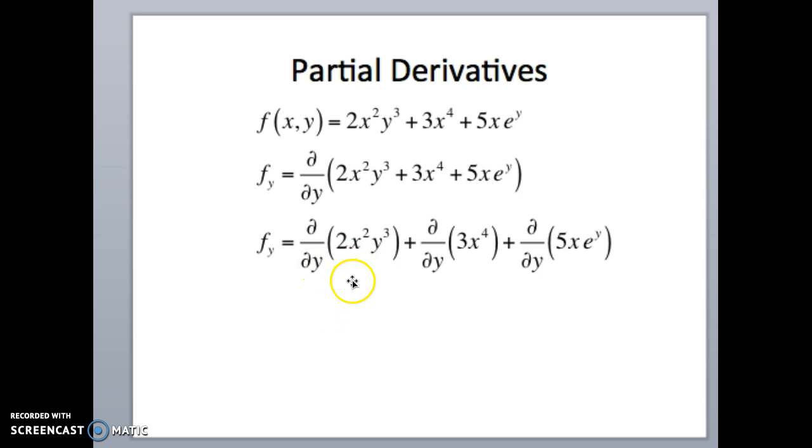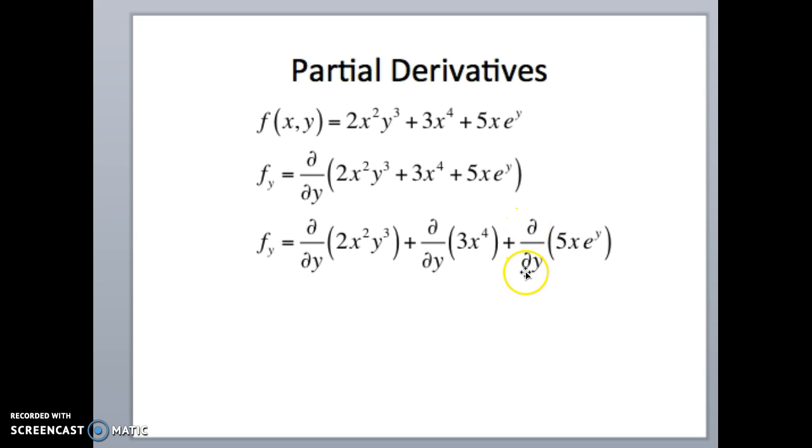Now how do we do the partial with respect to y of 2x squared y cubed? As far as y is concerned, 2x squared is a constant. That will come out in front of the partial with respect to y sign. The partial with respect to y of 3x to the fourth, well, that is just a function of x. Partial with respect to y tells us that x acts like a constant. So x to the fourth is essentially a constant. 3 is essentially a constant. The derivative of a constant is 0. So the partial with respect to y of 3x to the fourth will be 0.